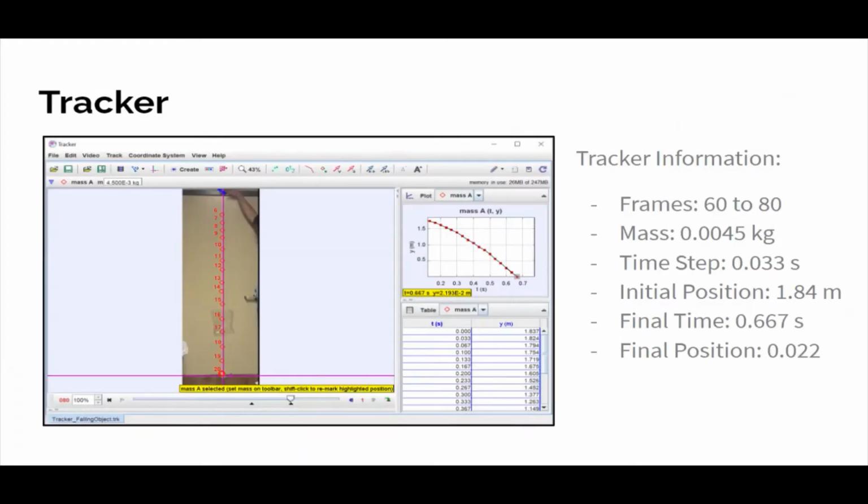After recording the video, I observed it in Tracker, setting the origin at the ground and measuring the ball's position at each time frame. From Tracker, I've recorded all my observed positions and have a time set of 0.033 seconds, which runs until 0.667 seconds, which ends at frame 80.